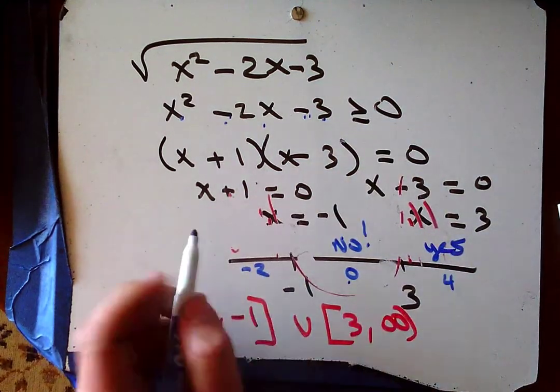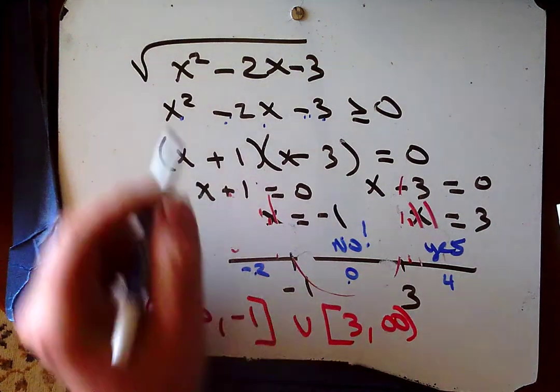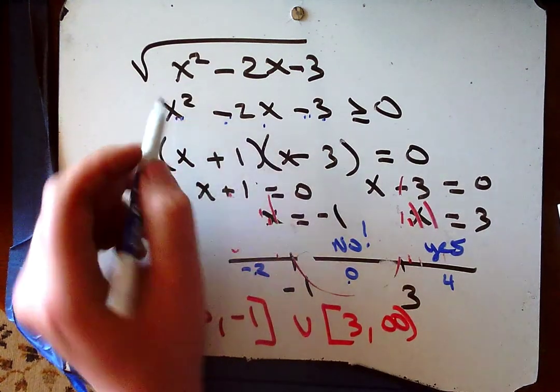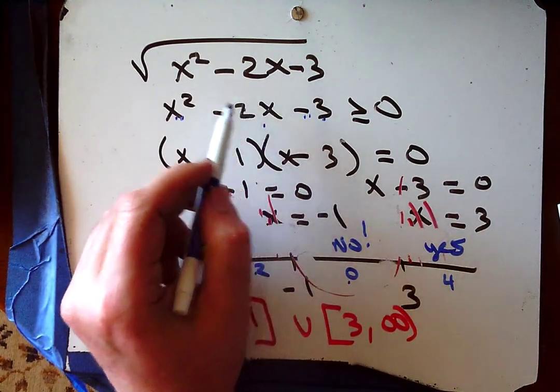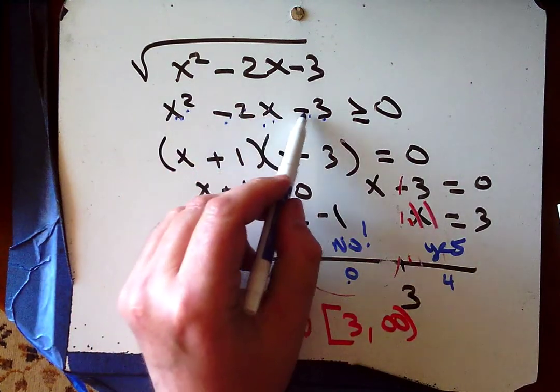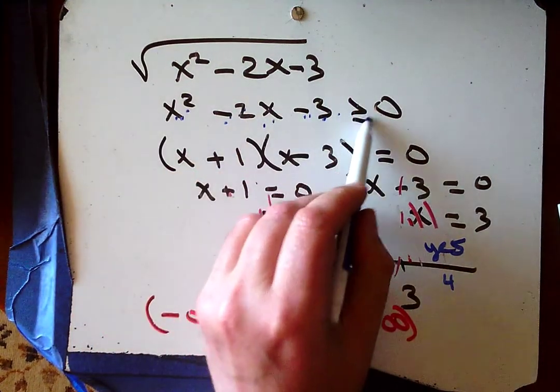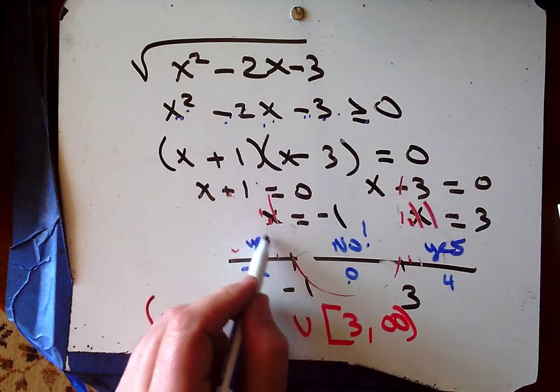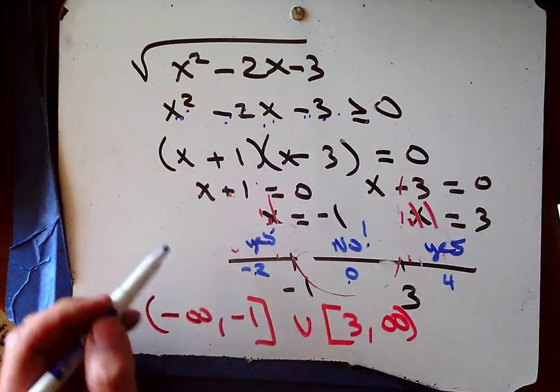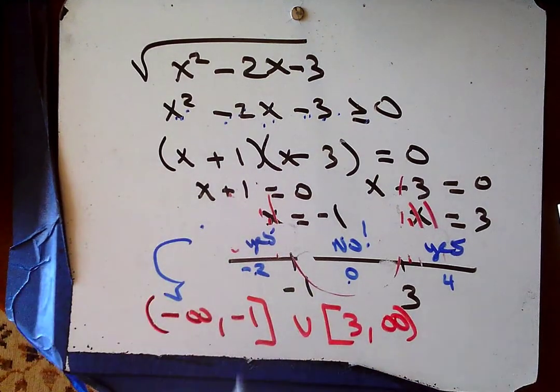Yes. And if I plug in a negative 2, negative 2 times negative 2 is 4. Negative 2 times negative 2 is 4. 4 plus 4 is 8, minus 3 is 5. 5 is greater than or equal to 0. And so I write my domain like this.